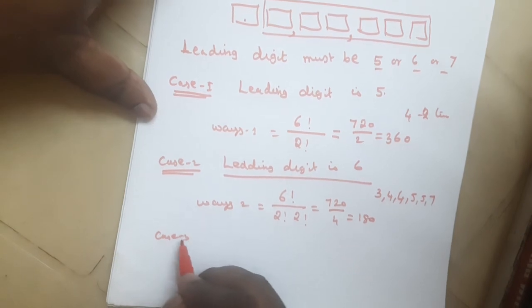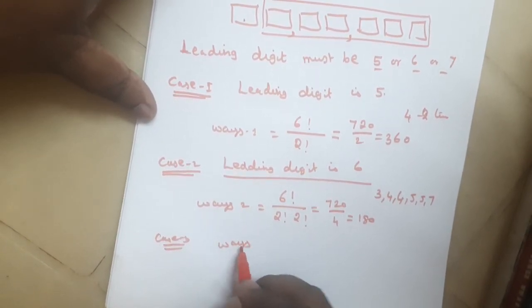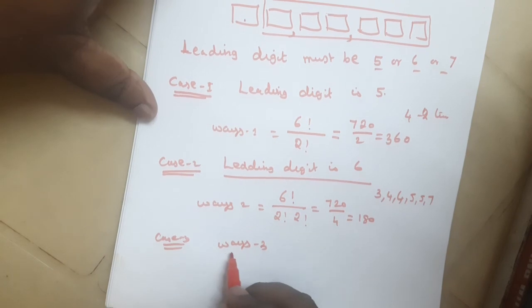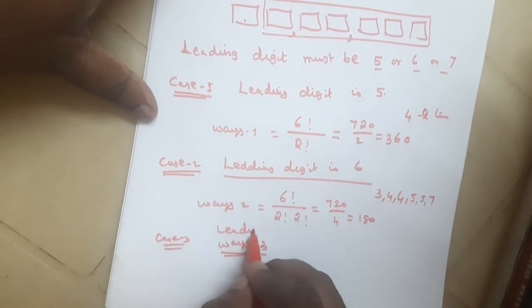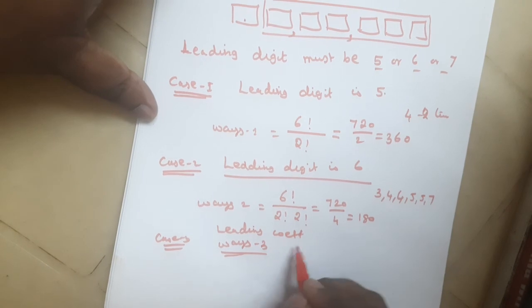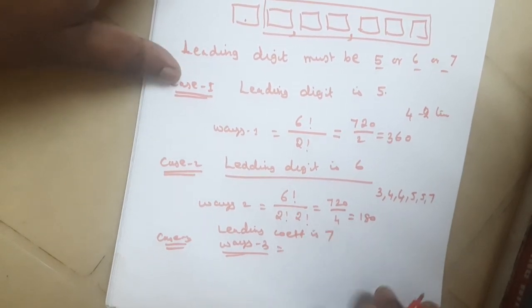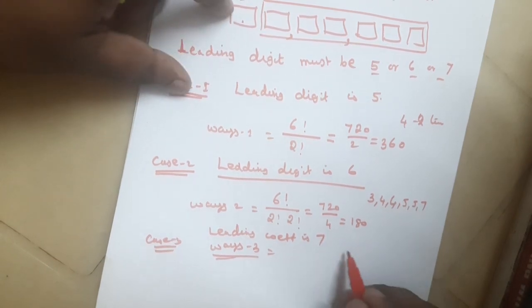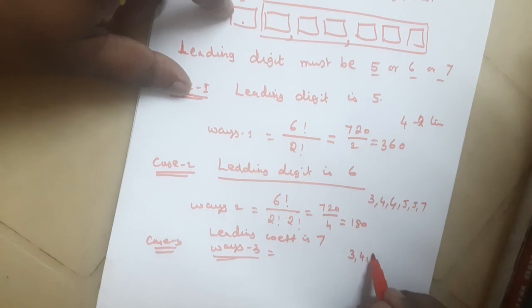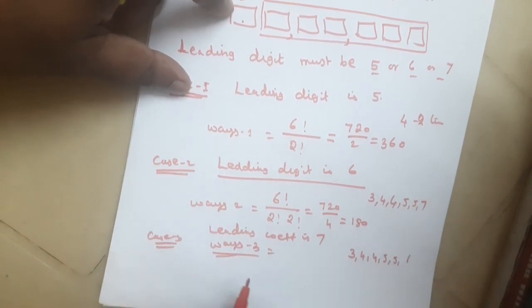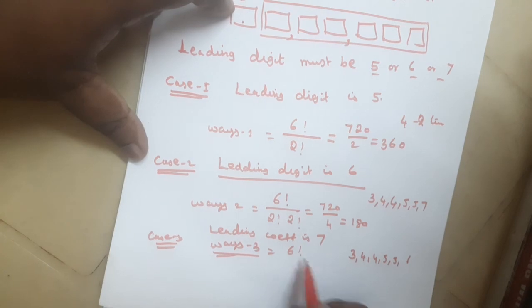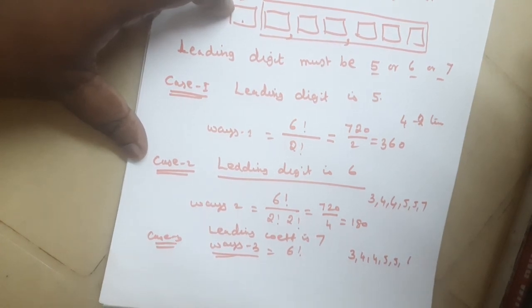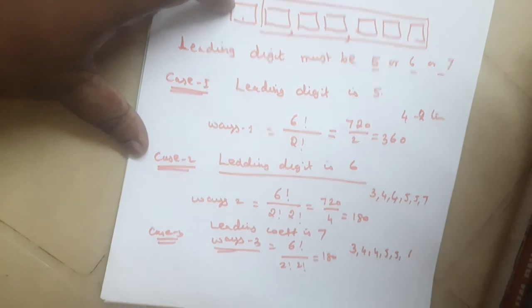Similarly, case 3. Number of ways: here the leading digit is 7. Here also it is the same. First, this 7 is fixed. So what about the remaining digits? 3, 4, 4, 5, 5, 6. So 6 factorial, totally 6 digits, divided by, here also 4 and 5 are repeated, so we divide by 2 factorial and 2 factorial, which is equal to 180.